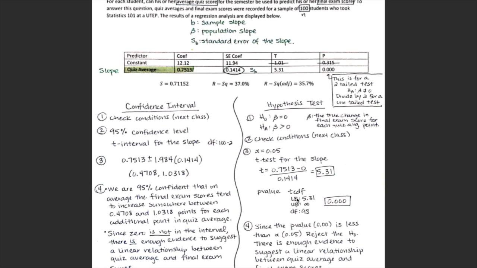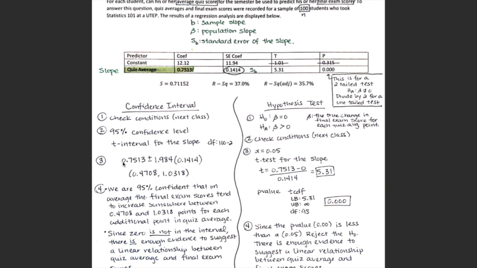Let's go over the problem. So your confidence interval, step 1, check your conditions. Again, we'll talk about this next class. Step 2, state your confidence level. It didn't say anything here, so I just chose 95%. Then you're going to name the interval, t-interval for the slope, and write your degrees of freedom. So where did I get this 98? Up here, your sample size, they took a sample of 100 students, so 100 minus 2, because again, we don't know the slope and we don't know the y-intercept.